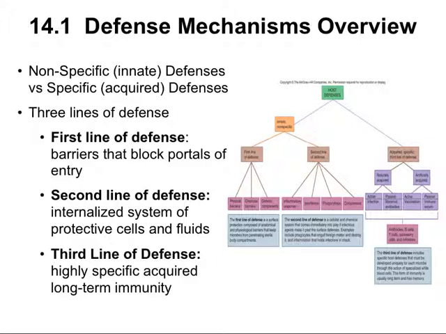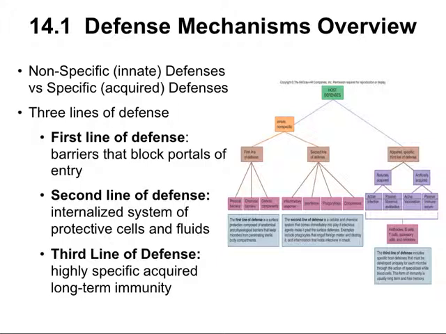In the first line of defense, we're dealing with barriers that block portals of entry. And in the second line of defense, we're dealing with the internalized system of protective cells and fluid. The first and second line of defense are both non-specific defenses. This is where the body is always on guard. The defenses don't improve with repeated exposure. It involves things like barriers and inflammation and phagocytosis. This is the content of this chapter.